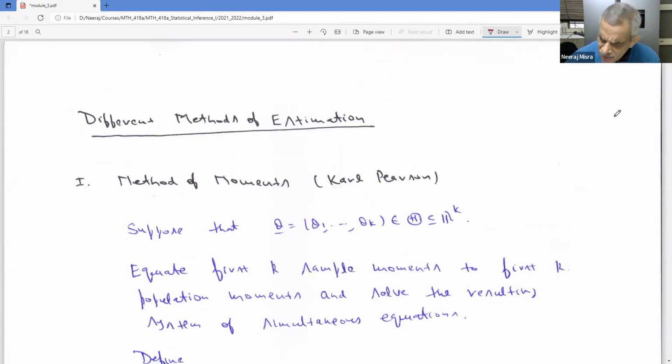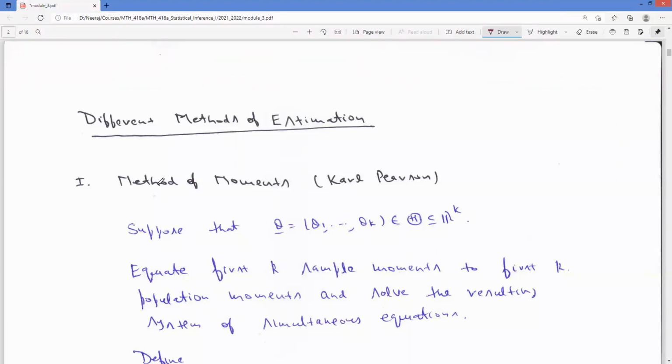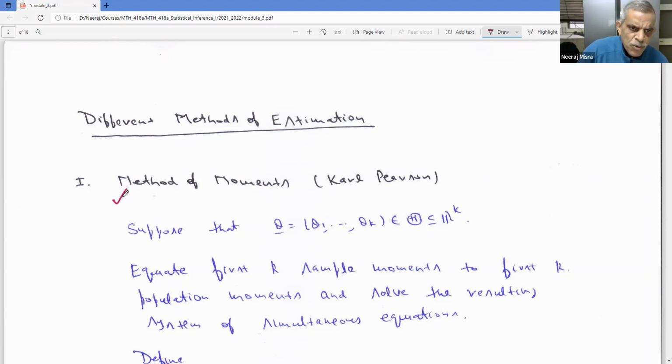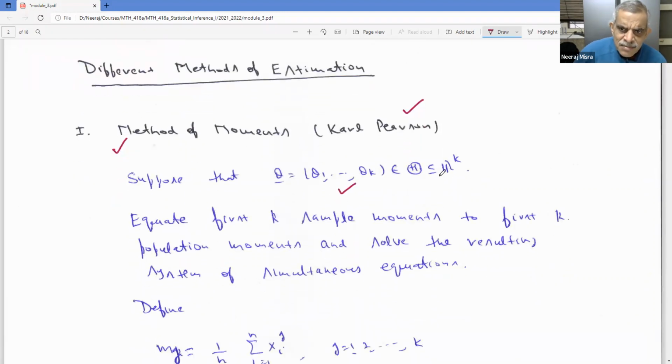So the first thing which comes to anybody's mind is, what are the different methods of estimation one can think of? Now you have studied these two famous methods of estimation at your bachelor's level. One is the method of moments, which is due to Karl Pearson. The idea is very simple. Suppose your parameter is k-dimensional. Then what it says is equate first k sample moments to first k population moments and solve the system of simultaneous equations.